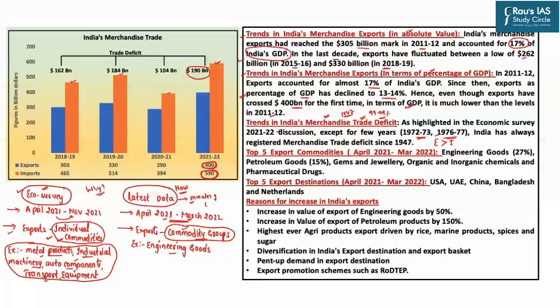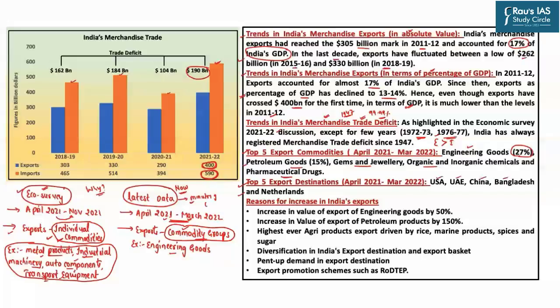And if you now look at the top 5 export commodities from India for the entire financial year, that is from April 2021 to March 2022, in terms of commodity groups, the first commodity group is engineering goods, which alone account for 27% of the exports from India. It is followed by petroleum goods, gems and jewelry, organic and inorganic chemicals, and pharmaceutical drugs. And as far as the top 5 export destinations for the entire financial year are concerned, they are USA, UAE, China, Bangladesh, and Netherlands.